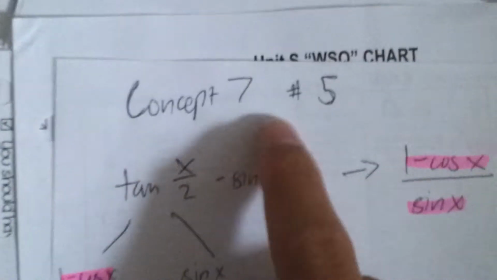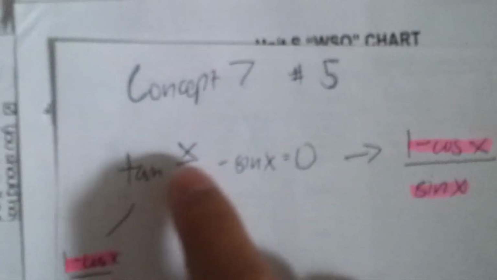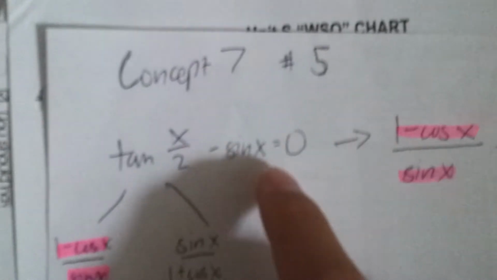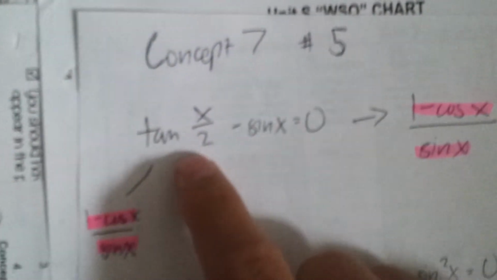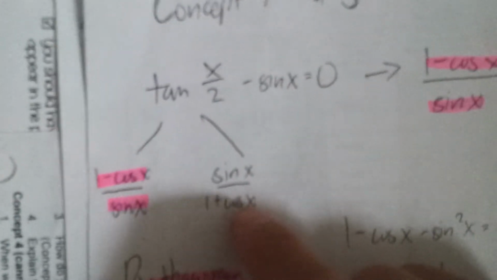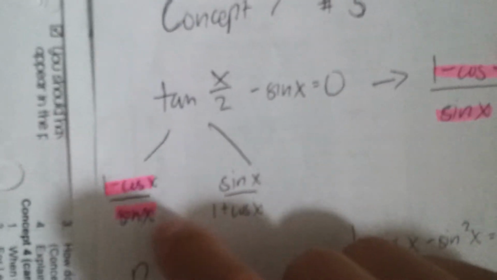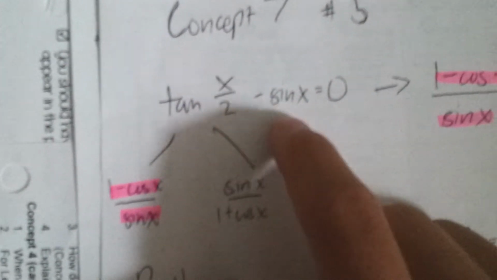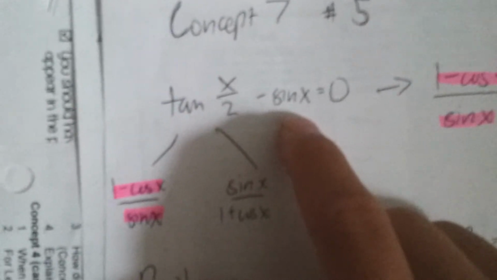We are going to be doing concept 7 number 5, and the problem is tan x over 2 minus sine x equals 0. We can separate tan x over 2 into 1 minus cosine x divided by sine x, and sine x divided by 1 plus cosine x. And for our sakes, we're going to be choosing this because it's going to help us later when we convert this into a fraction.